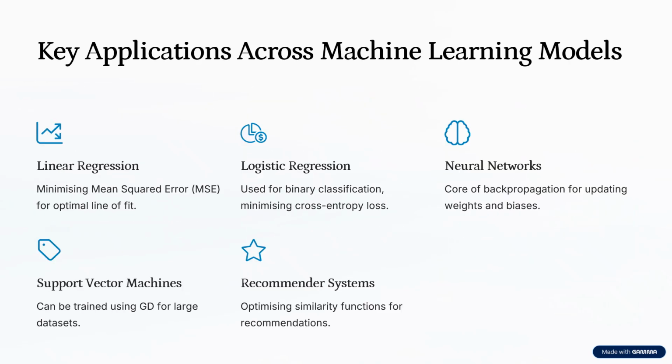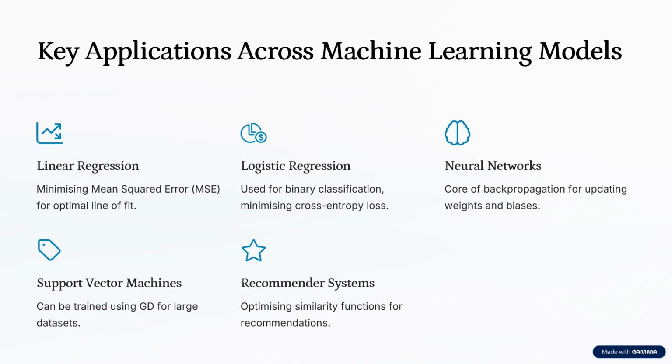Key applications across machine learning models. So we are here to learn about gradient descent applications in machine learning models. First, we have linear regression, minimizing mean square error, MSE, for an optimized line of fit. The second one is logistic regression, used for binary classification, minimizing cross entropy loss. The third one is neural networks, the core of backpropagation for updating weights and biases.